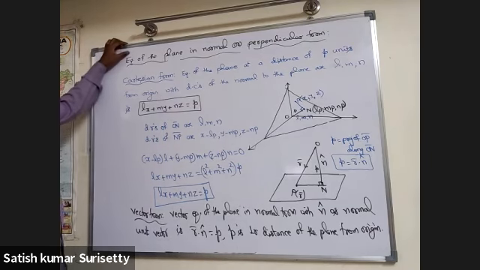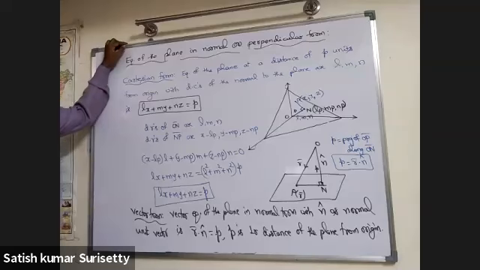So, the equation of the plane in normal or perpendicular form. Like this, the equation in 2D you also have. In 2 dimensions, the equation is x cos alpha plus y sin alpha equals p, where p corresponds to the perpendicular distance from the origin to the line and alpha corresponds to the inclination of the normal with the x-axis.